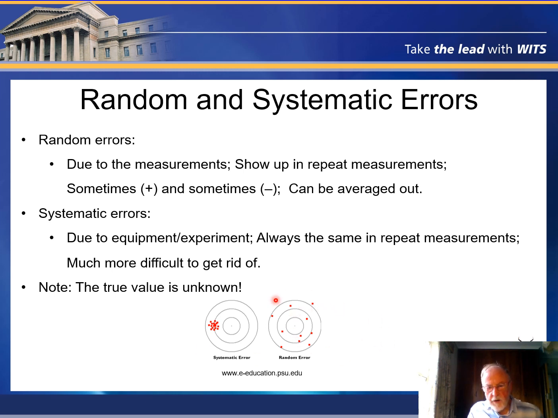Here is a random error. The shots are all over the place. They're also not very good, but they're not very good in different ways. Some are up, down, sideways, and so if you take an average, you will get a much better value. And once again, notice that the true value is unknown. We can't compare it with a textbook to check it. There is no textbook.